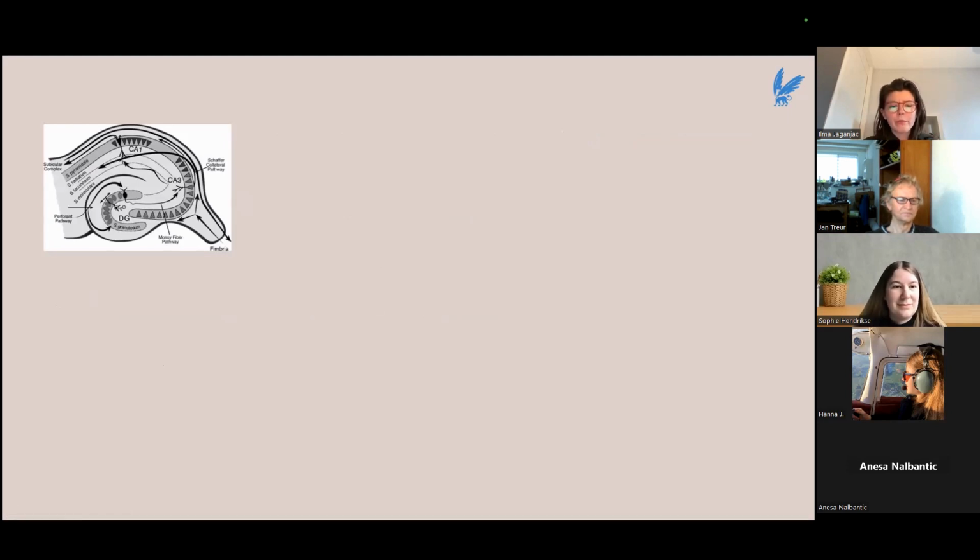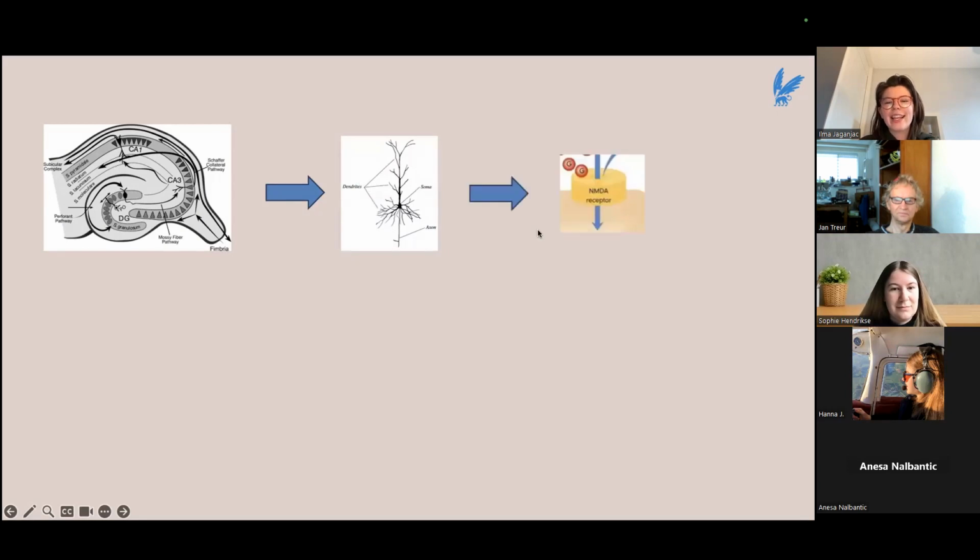come up. So as you can see here is the hippocampus, and the hippocampus is divided into three regions. We have the CA1 region, the CA3, and the DG. My research is mostly on the CA3 region. This CA3 region has a lot of pyramidal neurons, and these pyramidal neurons have dendrites on them. And these dendrites have NMDA receptors on them.